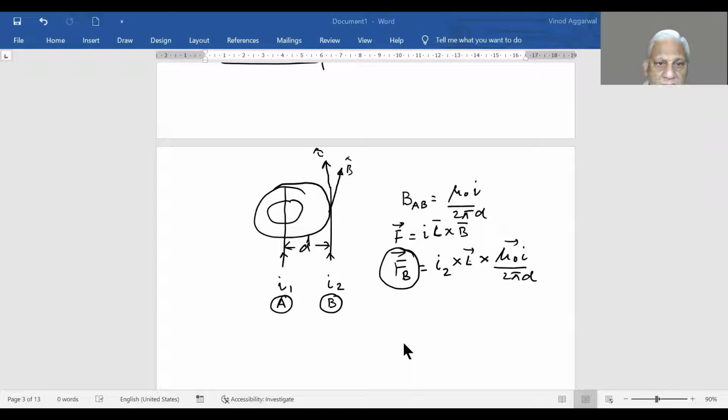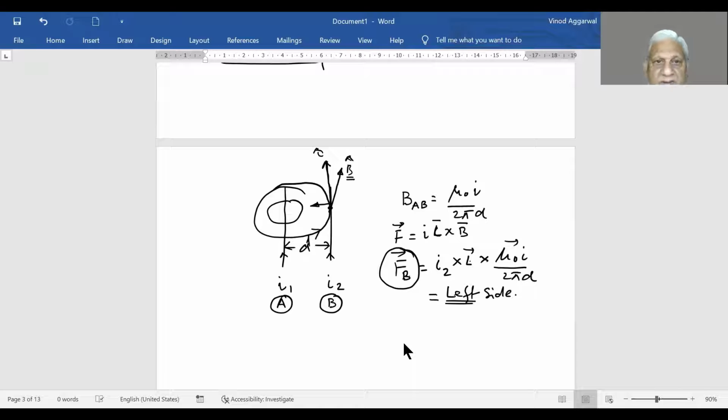Now, for conductor A, the direction of the magnetic field will be like this. If we take this point, the field will be tangential to the circle, so the direction of B will be here. And what is the direction of L? The direction of L is the same as the direction of I. So what will be L cross B? L cross B will be this way. So we can say FB is directed to the left side.